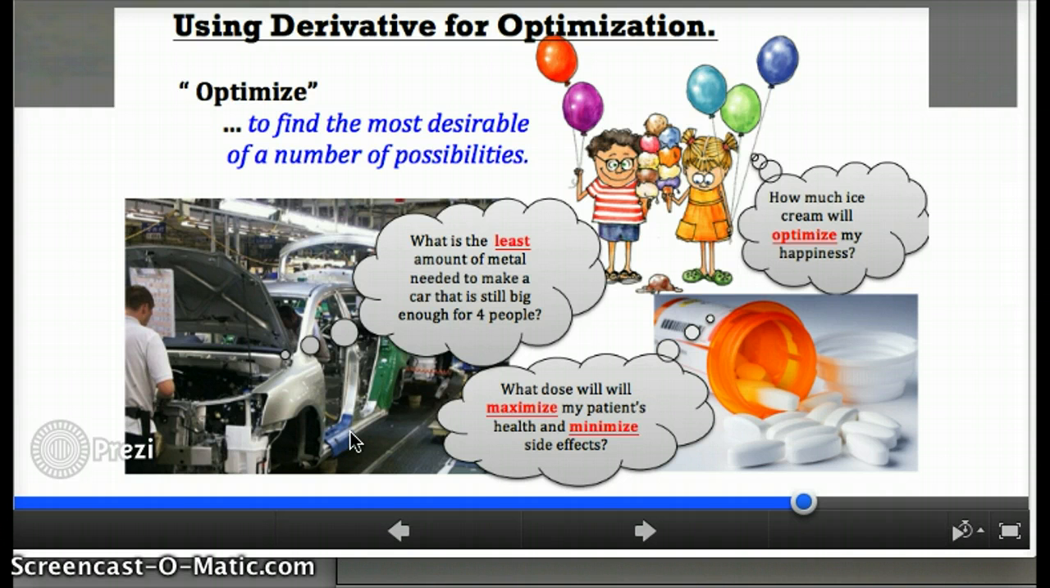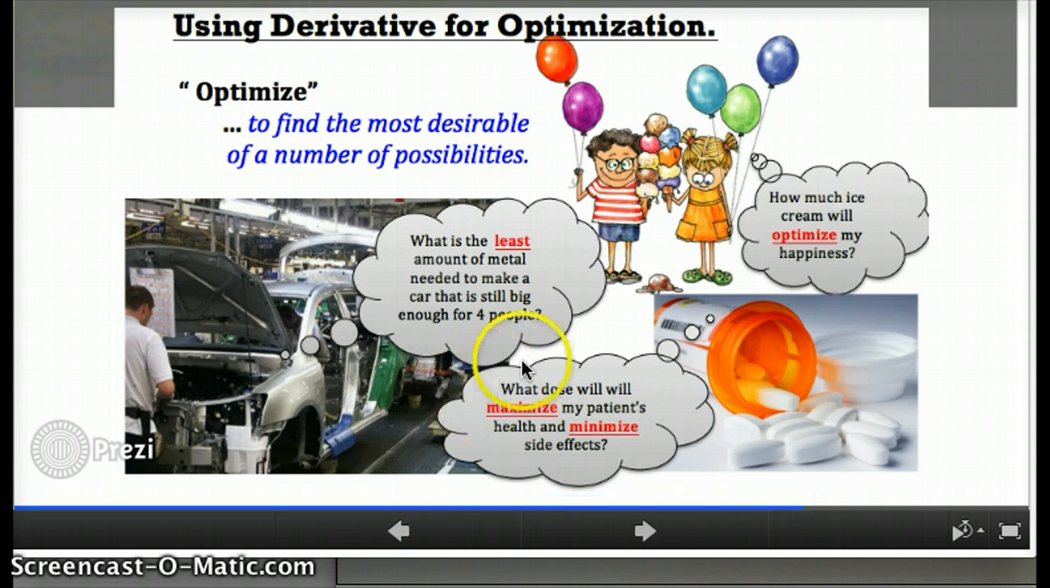Why would they want to ask this question? Well, if you think about it, the constraint big enough for 4 people is normal. They just have to produce a car that'll sell. But the least amount of metal is a desirable question for them because they want to try and reduce the materials they use because it's going to be cheaper for them. And as a business, they're always trying to reduce their costs so they can maximize the profit.